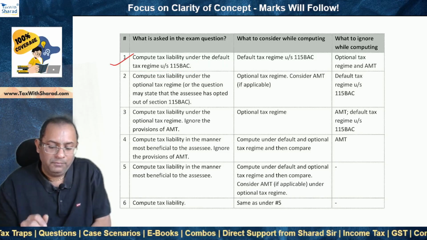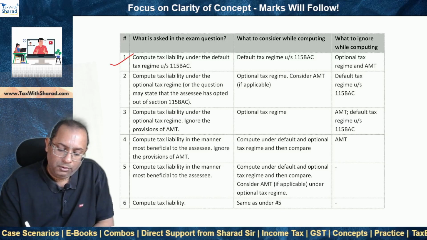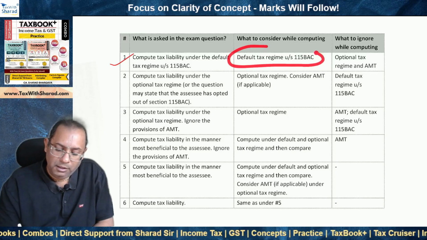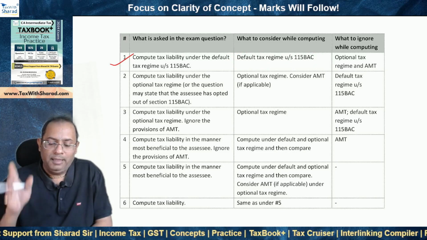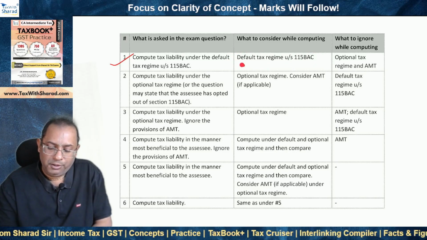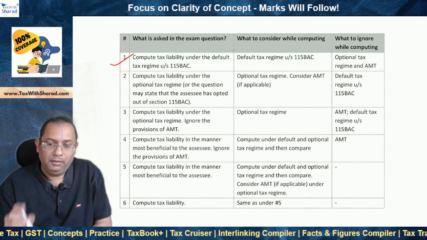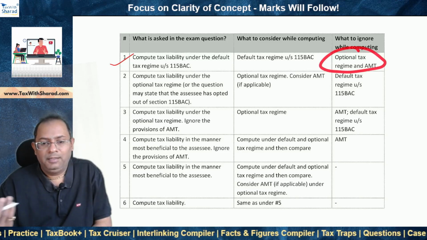There is no confusion. Therefore, what you should do is make the computation of total income and tax liability only under the default tax regime under section 115BAC. Simply make the computation of total income as well as tax liability under the default tax regime under section 115BAC, and consequently you need to ignore the optional tax regime as well as AMT provisions.